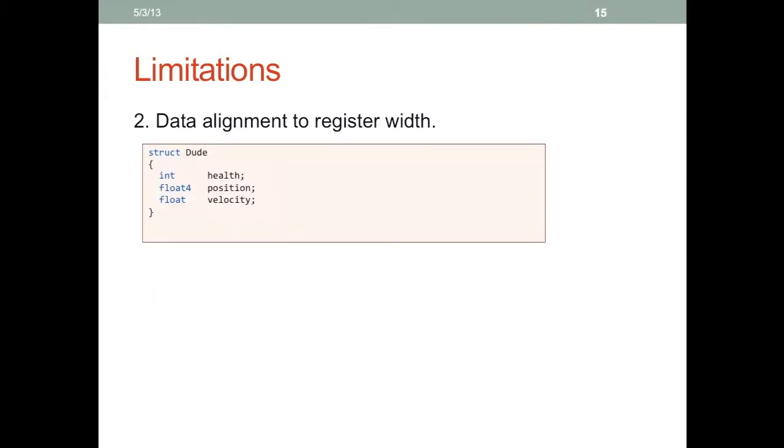Let's look at an example. So we've got a dude here. He's got health and a position and velocity, and this looks pretty benign, really. One might imagine this is, 4 plus 16 plus 4 is 24 bytes.